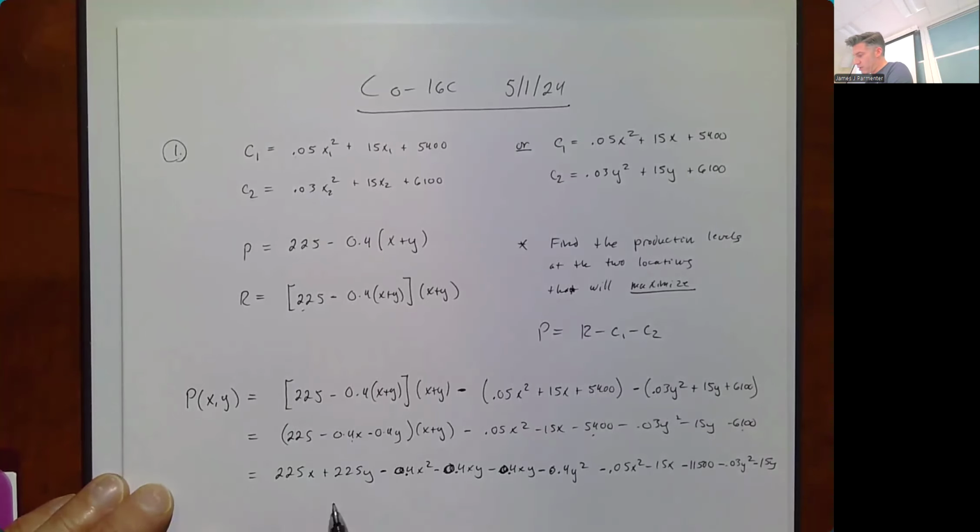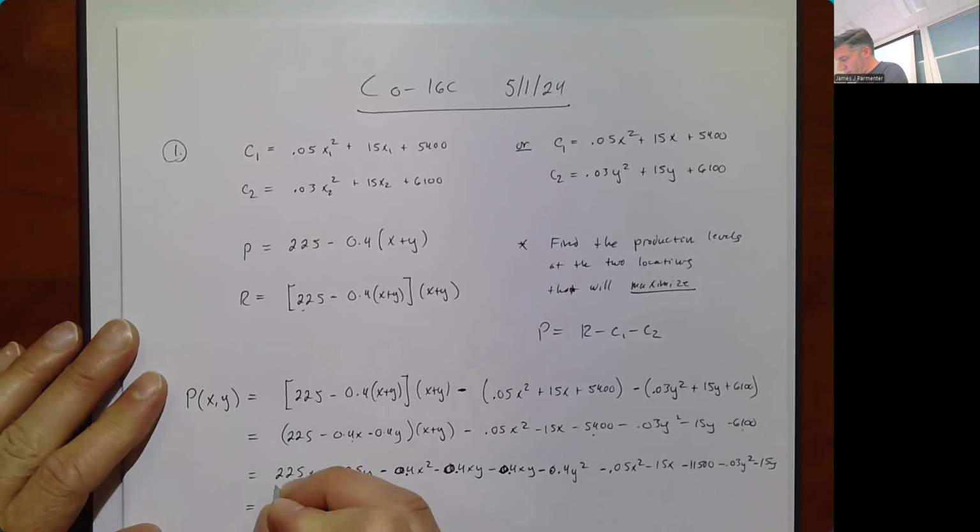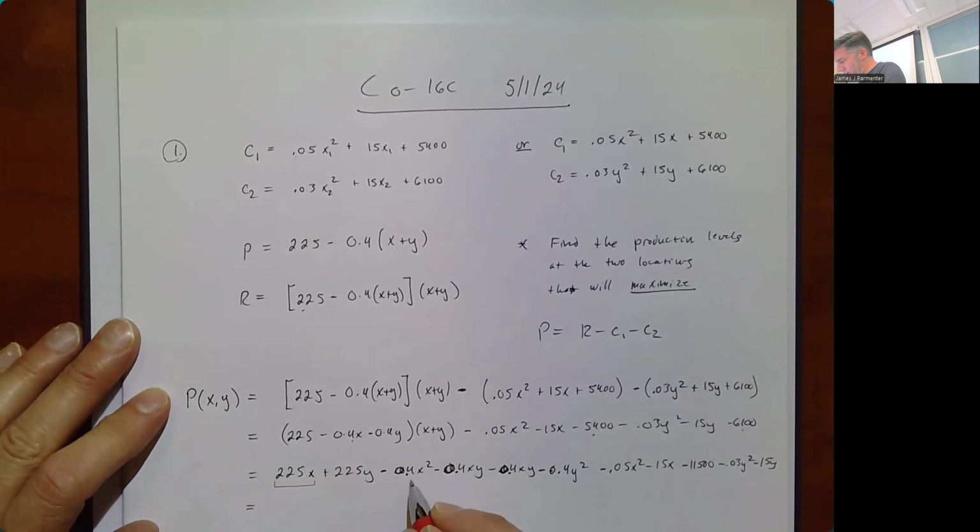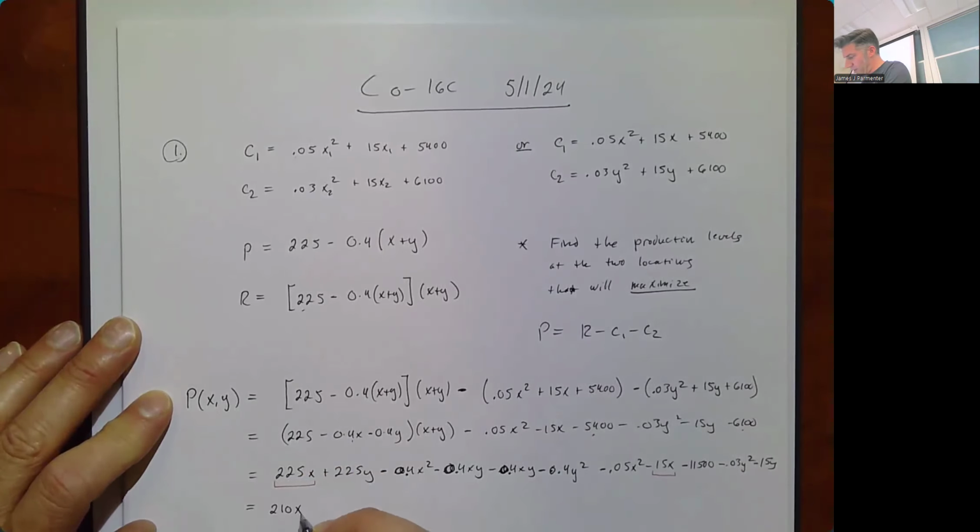So here, combining like terms, let's look for the x terms first. I have a 225x. Do I have any other x's? Yes, I have a minus 15x, and I think that's the only x terms. That's going to be a 210x. I think I have the same thing for the y's. 225y, and the only other y term is a minus 15y. That's going to be a 210y.